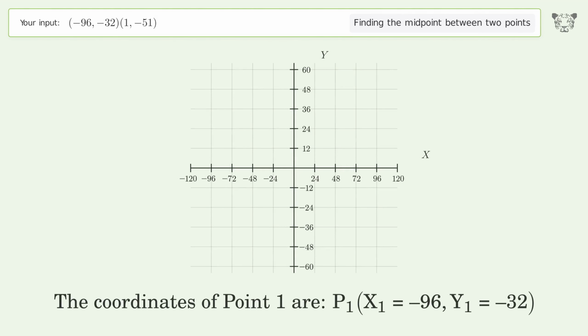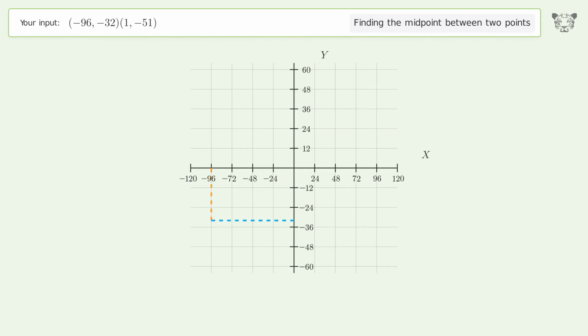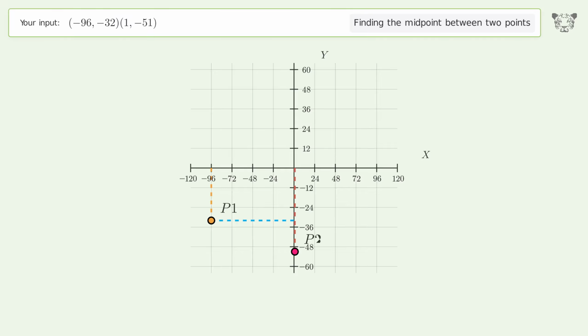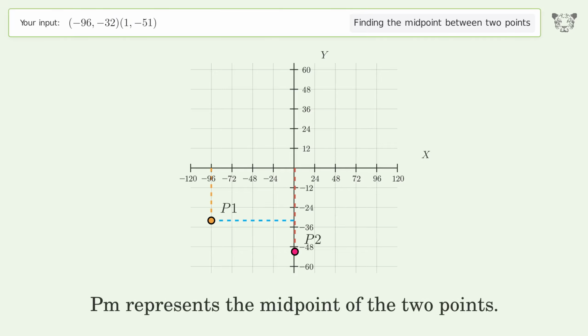The coordinates of point 1 are, x1 equals -96, y1 equals -32. The coordinates of point 2 are, x2 equals 1, y2 equals -51. PM represents the midpoint of the 2 points.